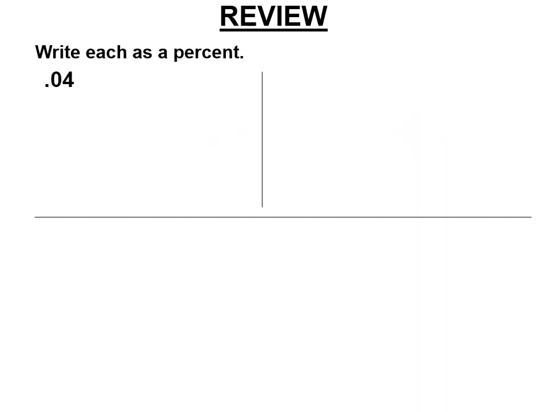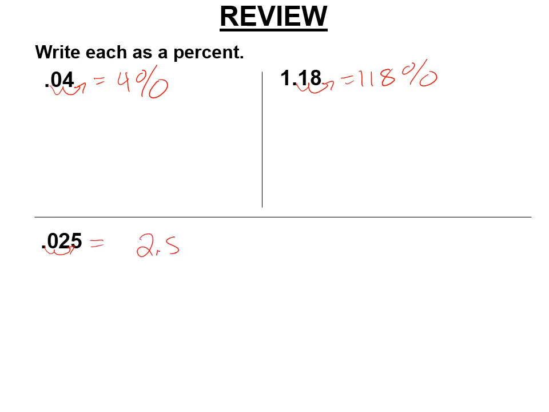Right? Little trick, you just move the decimal twice, and that becomes 4%. You move it twice, that becomes 118%. You move it twice. You do not move it to the end. And this is usually the one that people get wrong, because this is 2.5%. It's 25 out of 1,000, which is 2.5 out of 100. Those are equal.